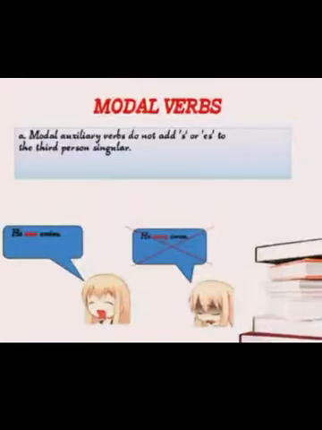Moving to some important points to remember. Firstly, we have to remember modal auxiliary verbs do not add s or es to the third person singular. Take for example, he is a third person singular where I can frame a sentence, he can swim. But I cannot add an s to my verb can, that is, he cans swim.